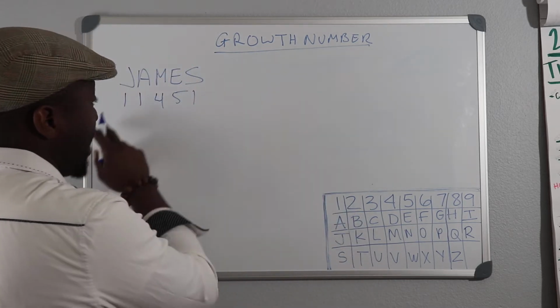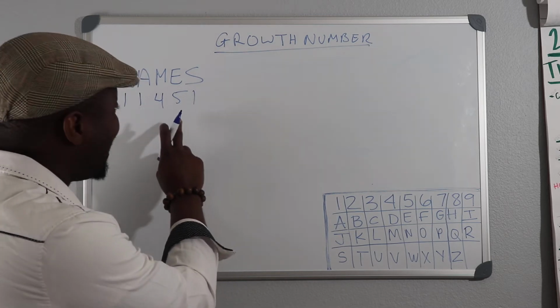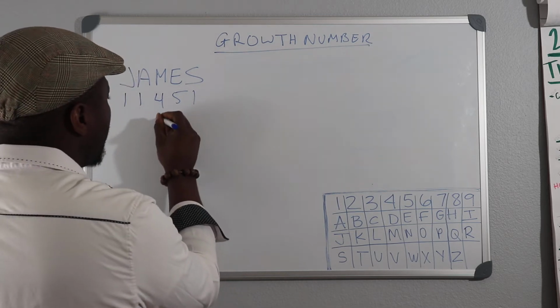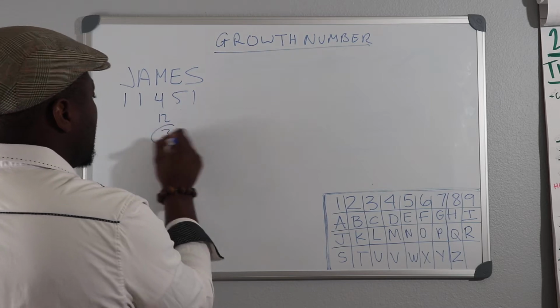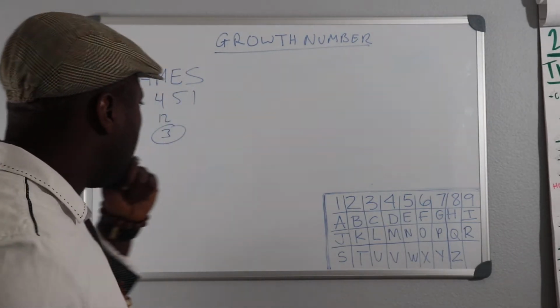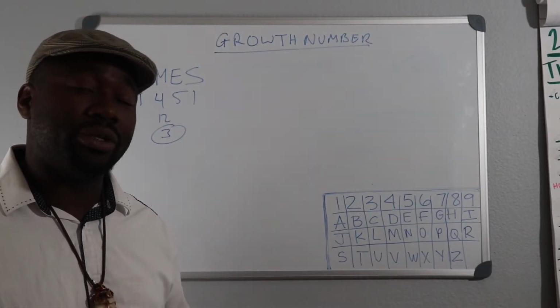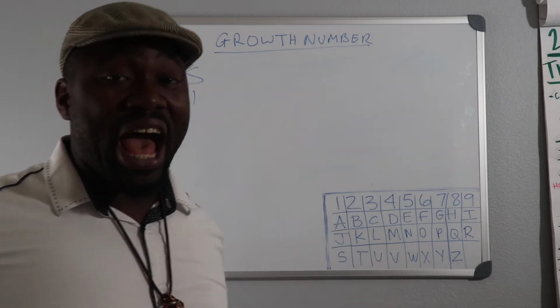another 1 right here. So when you add these all together, you're gonna get 1 and 1 is 2, 2 and 4 is 6, 6 and 5 is 11, and 1 is 12, so you got 12 and you got 3. So this person's job is to grow in the area of more 3-like activity, which is inspiration, which is creativity, which is art, which is music, which is having fun.